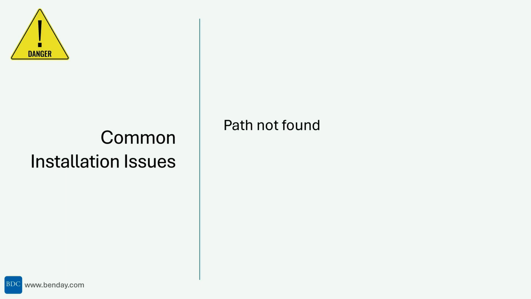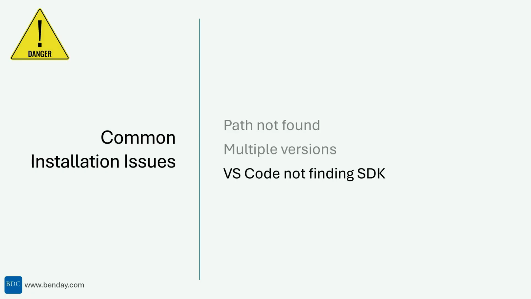If .NET isn't recognized, close and reopen your terminal. The installer adds it to path, but terminals need a restart. Having multiple .NET versions is fine and normal. The newest is used by default unless you specify otherwise. If VS Code can't find the SDK, restart it after installing .NET. Sometimes it needs a fresh start to detect everything.